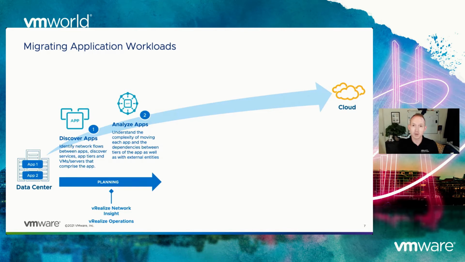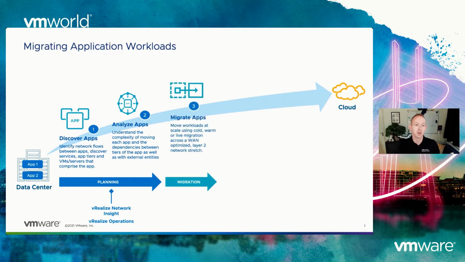And we use vRealize Network Insight for that and vRealize Operations. So the networking side in VRNI and the compute side in VROps. Once that is done, then you start forming the migration groups, migration waves, as we call them, which is basically just groups of applications or networks that you group together and then migrate in the same maintenance window.